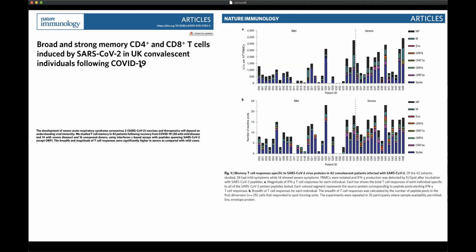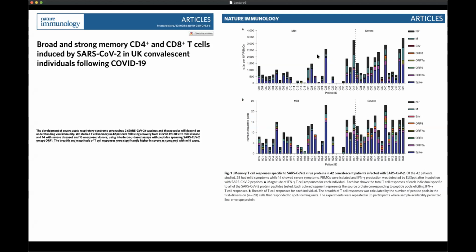So by broad and strong memory T cells, this is a study out of the UK where they looked at 42 patients, and a lot of it is summarized in these charts. What they did is they looked at mild cases, this category up to the dotted line, and severe cases on the right. Each of the ticks here is a patient represented by a random numeric code.